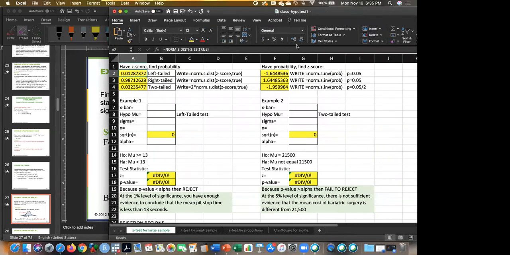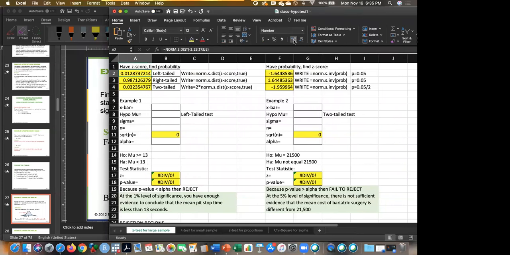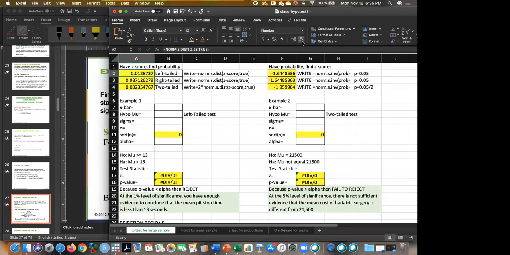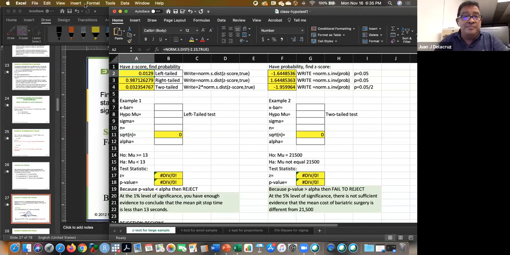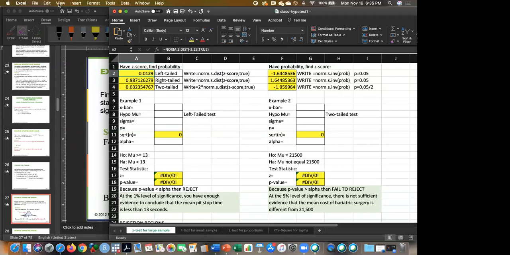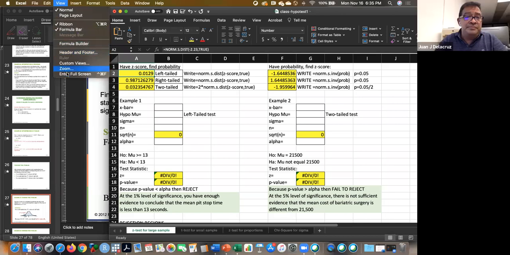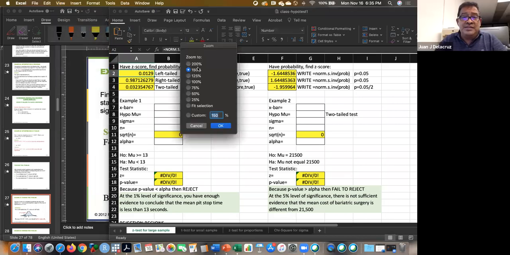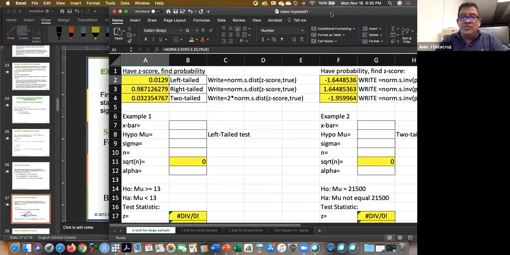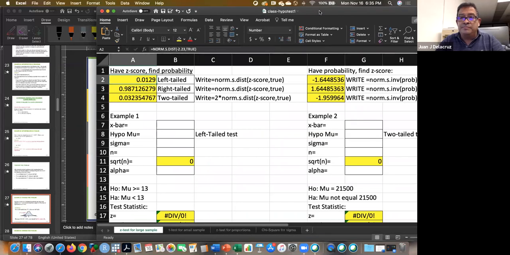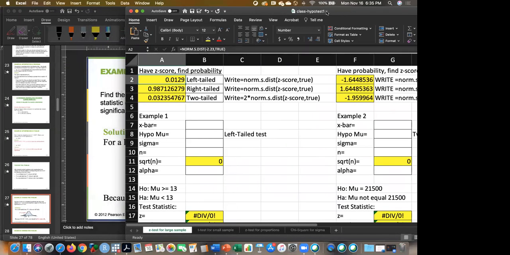Professor. Yes, young lady. Can you make the image a little bigger? Yes, please. Sure, sure. So I'm going to zoom this. I'm going to put 200. Can you see it better now? Yes, thank you, Professor. Sure, of course.